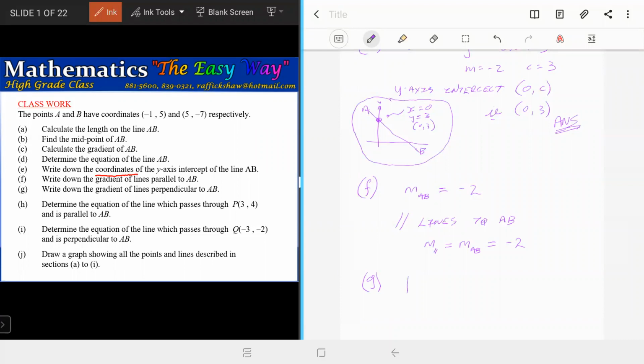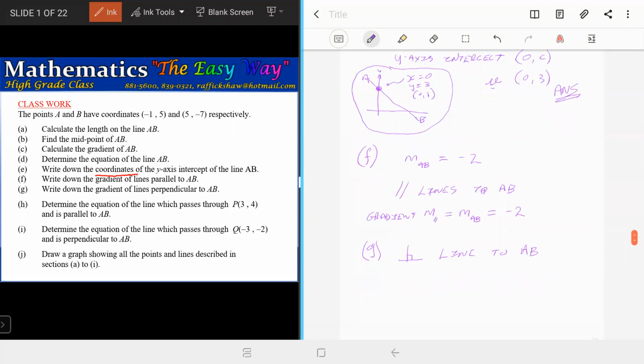Then part G. The perpendicular lines to AB. I want a gradient. It's gradient, not slope. Perpendicular lines to AB, I'm going to use this as my symbol of a perpendicular. So watch this now. The gradient of those perpendicular lines, the perpendicular gradient to AB, I'm going to represent it like that. The perpendicular gradient to AB is equal to minus 1 over the gradient of AB. Now, two ways you can do this. Since the gradient of AB is negative 2, you can write this as minus 1 over minus 2. Put the minus 2 for this.